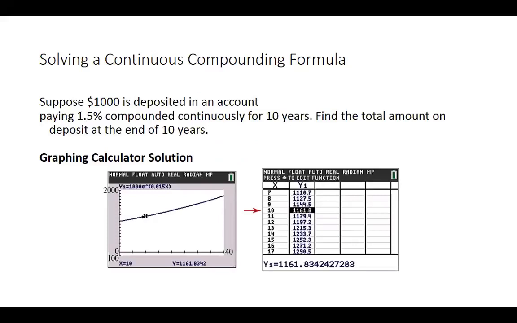And we can also use our graphing calculator to obtain the same result. Once we enter the equation here, y1 is equal to 1,000 e to the power of 0.015x, and then at x equal to 10, as you can see, we can get the same amount that we calculated.